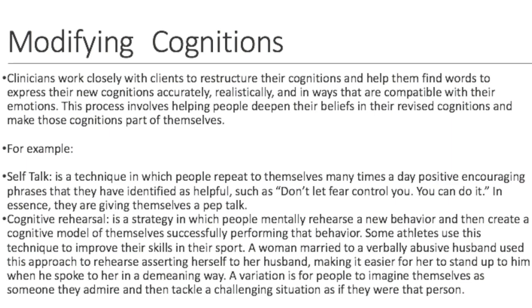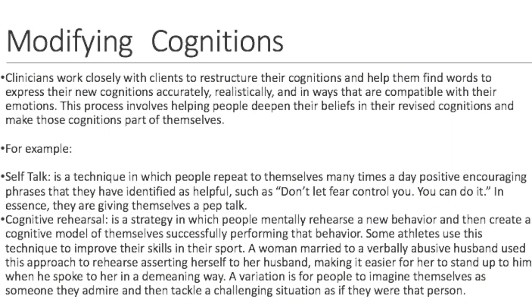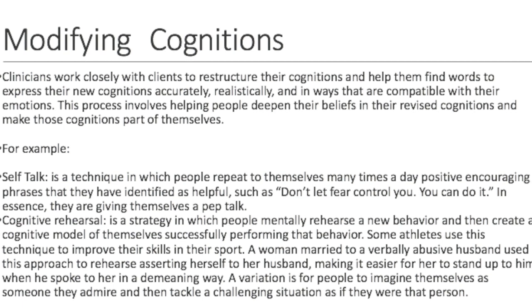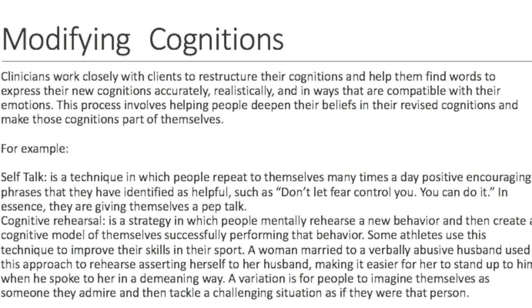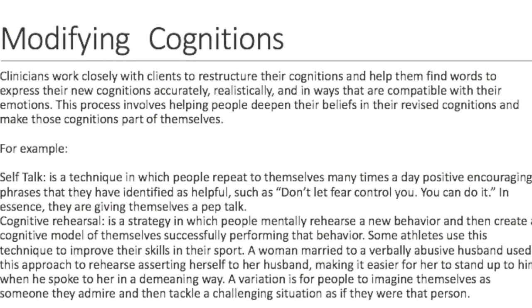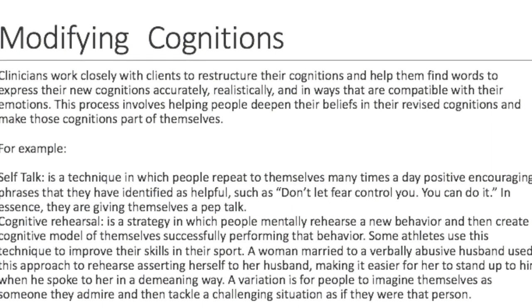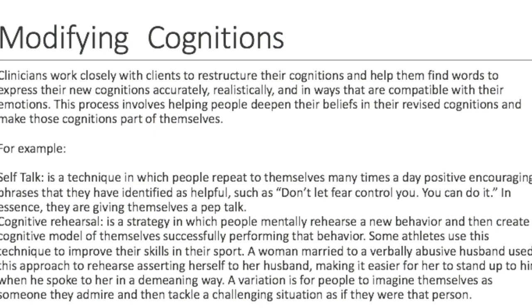A woman married to a verbally abusive husband used this approach to rehearse asserting herself to her husband, making it then easier for her to stand up to him when he spoke to her in a demeaning way. A variation of this is for people to imagine themselves as someone they admire and then tackle a challenging situation as if they were that person.